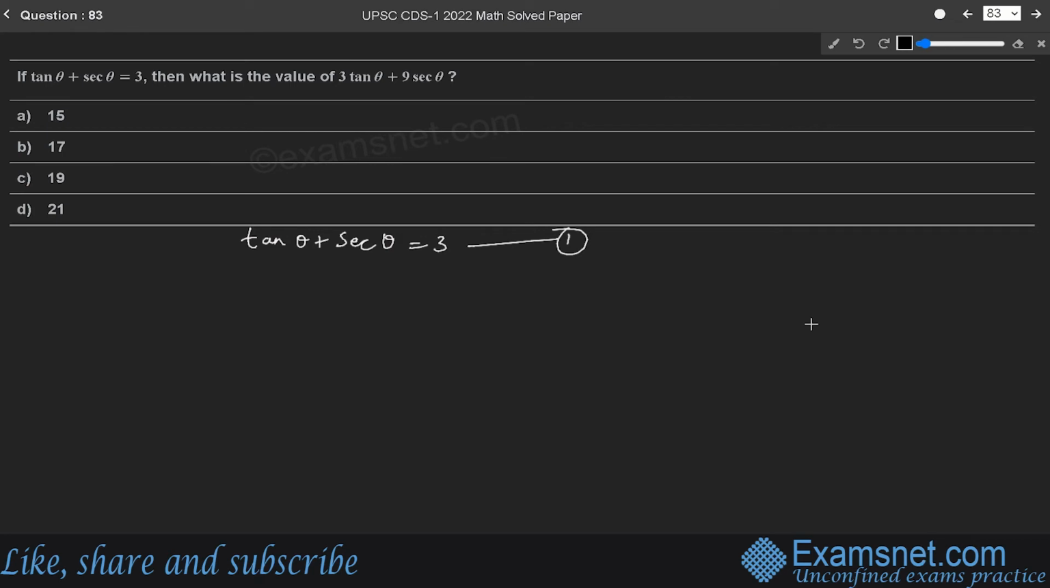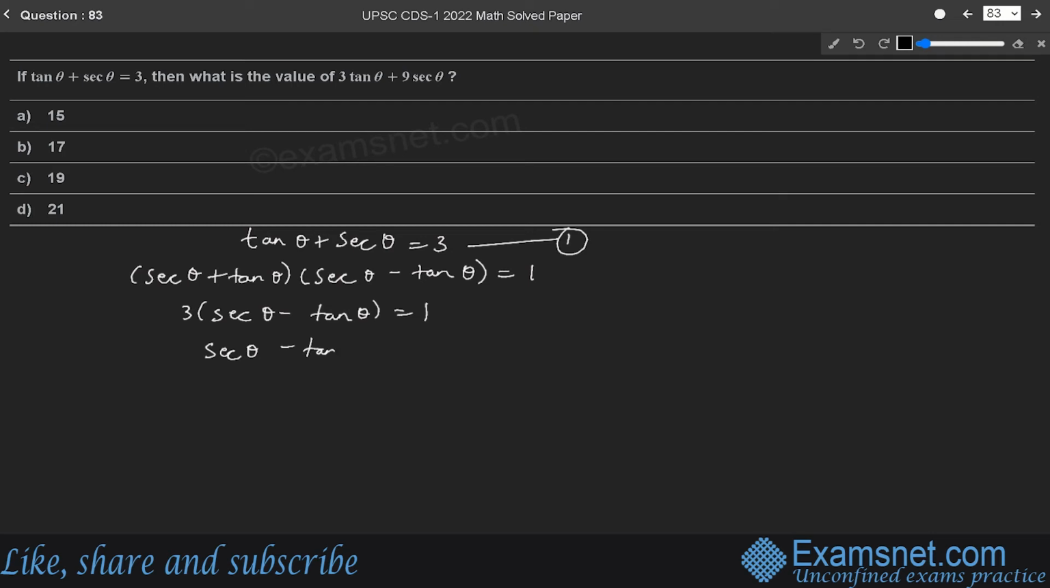Now according to the formulas, it can be written as (sec theta plus tan theta) into (sec theta minus tan theta) is equal to 1. So it will be 3 into (sec theta minus tan theta) is equal to 1. So it will be sec theta minus tan theta is equal to 1 by 3. Let this be equation number 2.